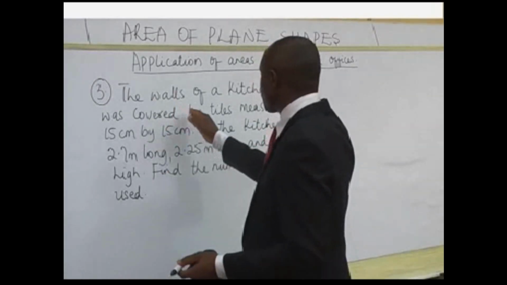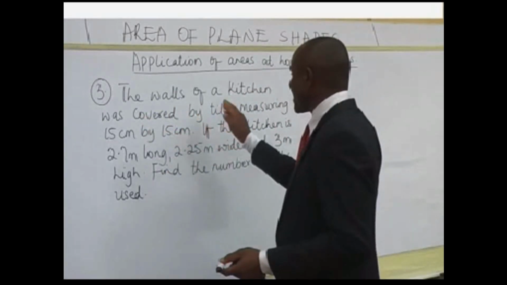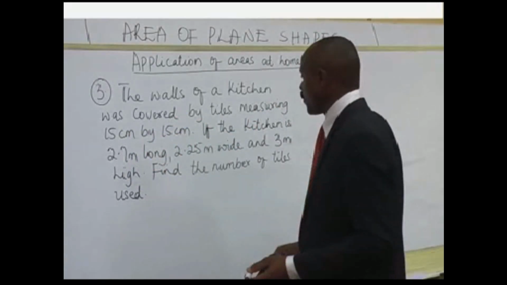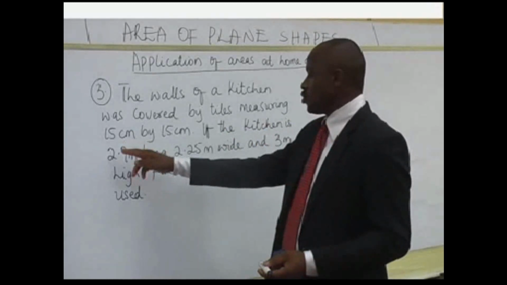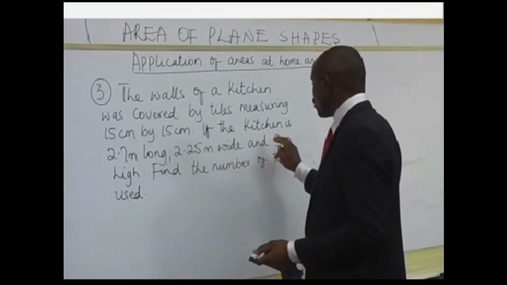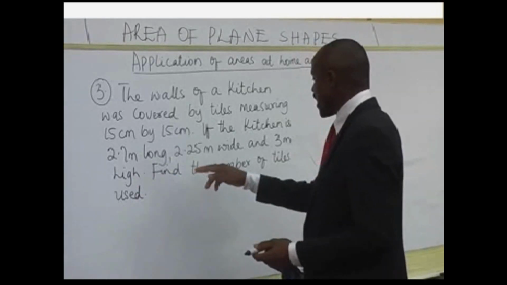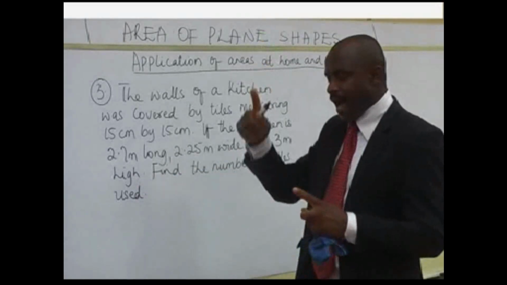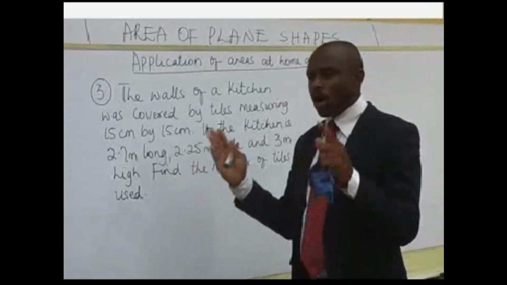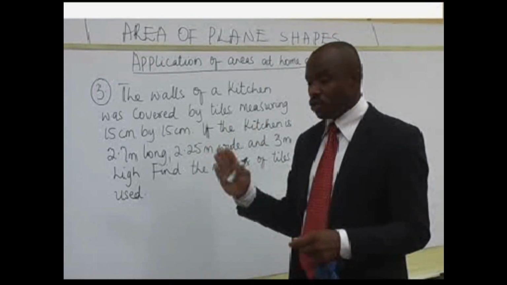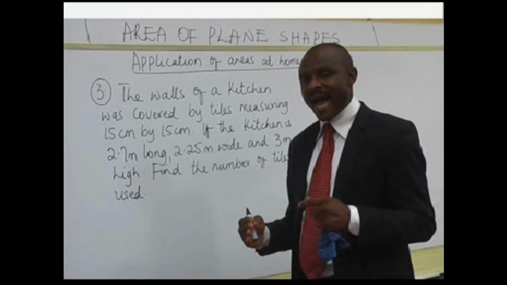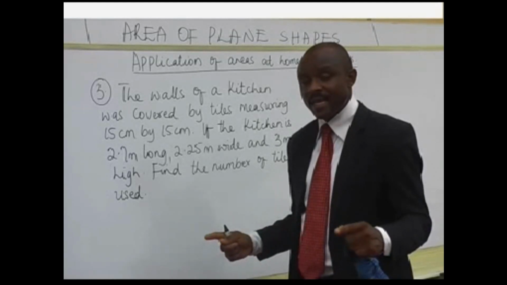It says that the walls of a kitchen were covered by tiles measuring 15 cm by 15 cm. If the kitchen is 2.7 meters long, 2.25 meters wide, and 3 meters high, we are asked to find the number of tiles used. The ceiling and the floor only have length and width, but the walls of a room have 2 pieces of length and 2 pieces of width, and the height is the same both on the length and on the width.